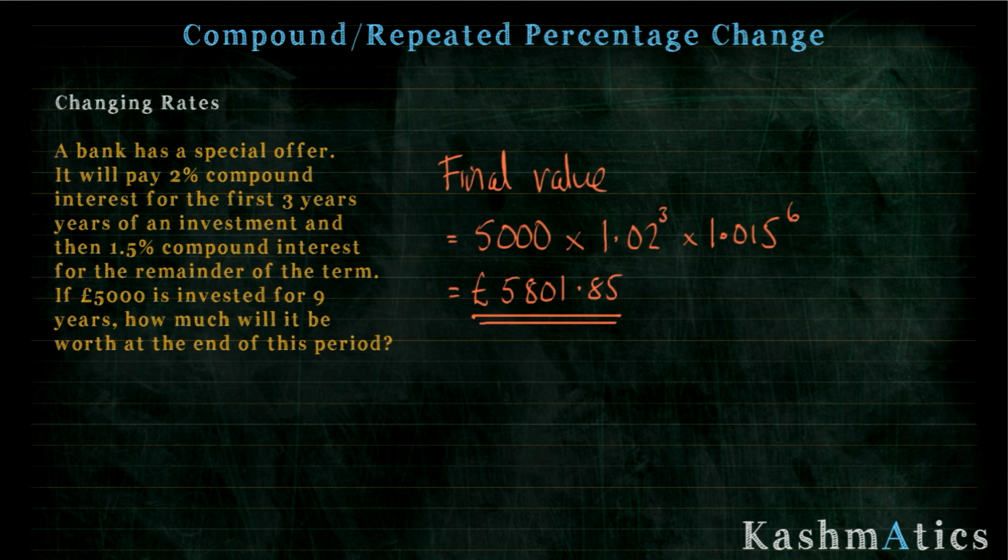Okay, so you've got £5,000 initial investment. You've got 1.02 for your 2% increase. That happens over 3 years. And then you've got 1.015, that's your 1.5% increase for the remaining 6 years. And the final answer is £5,801 and 85 pence.